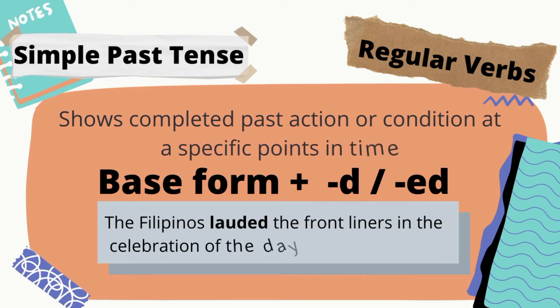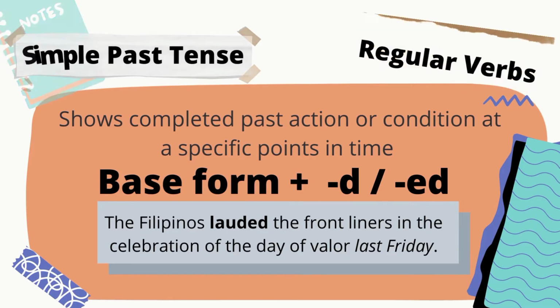The Filipinos lauded the frontliners in the celebration of the Day of Valor last Friday. The verb in the sentence is lauded. The base form of the verb is laud. Since it ends with the consonant d, we have to add ed to form the past tense of the verb. We could know that the sentence is in the past as it shows a completed action through the time marker given, last Friday.